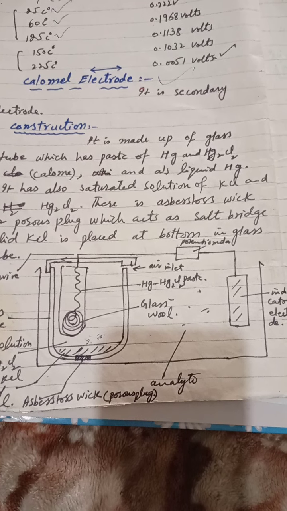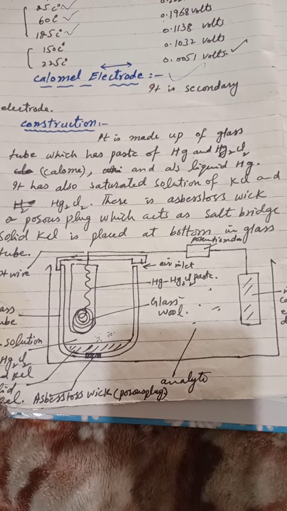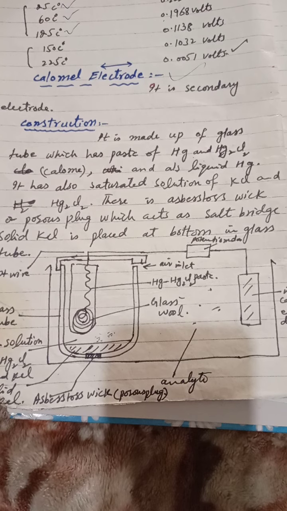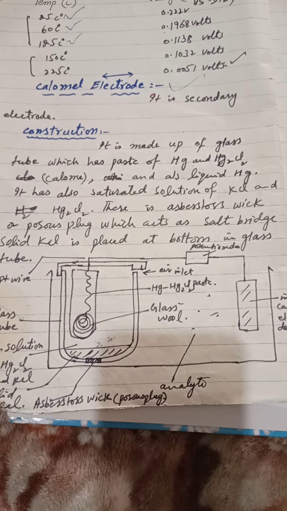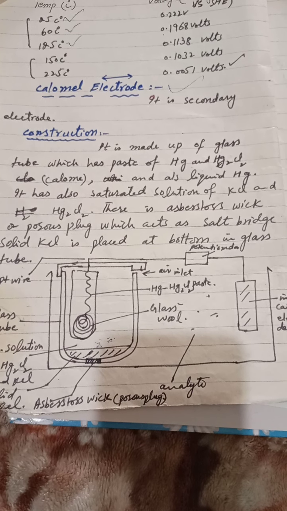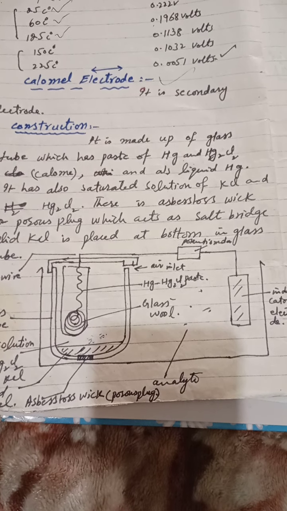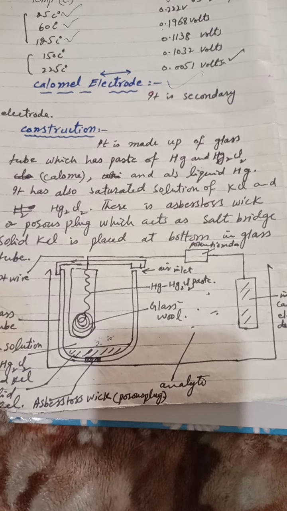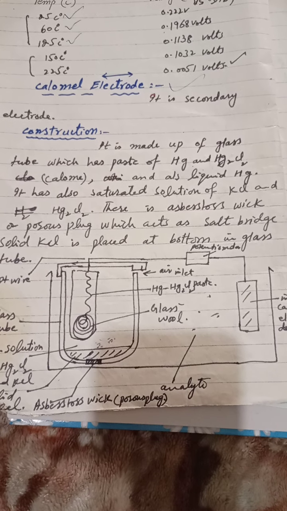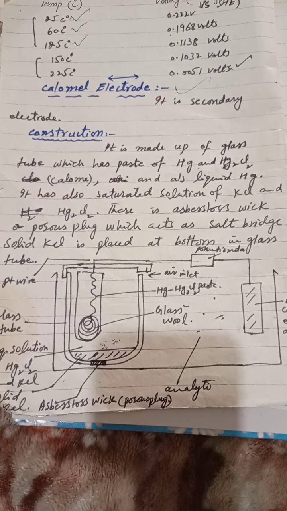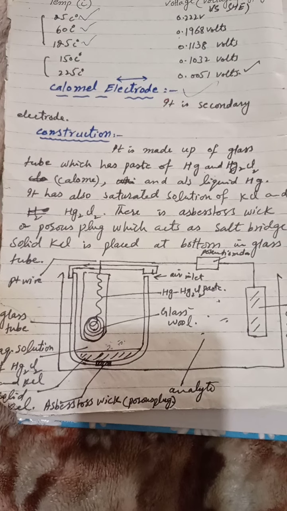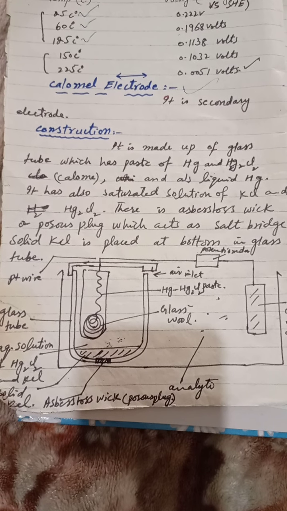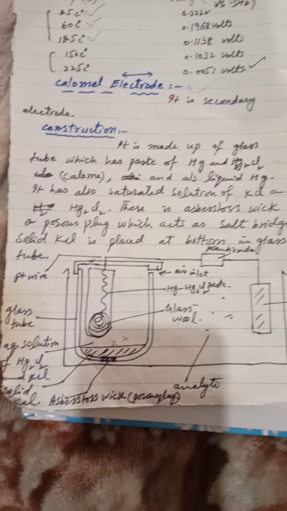It is made up of a glass tube which has a paste of mercury and mercurous chloride, Hg2Cl2. This is called calomel: mercury and mercurous chloride salt is called calomel. It also has liquid mercury, and a saturated solution of KCl and Hg2Cl2. There is an asbestos wick or porous plug which acts as the salt bridge. Solid KCl is placed at the bottom in the glass tube. This is a diagram you are understanding.